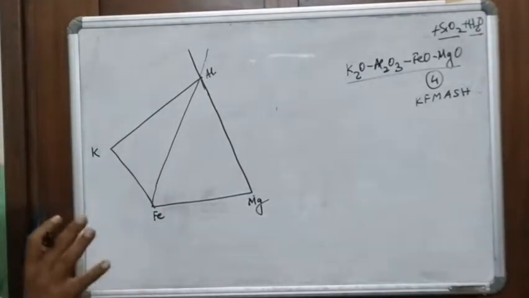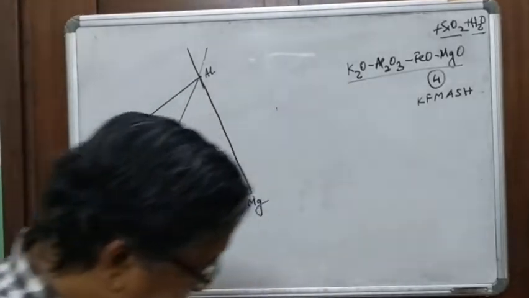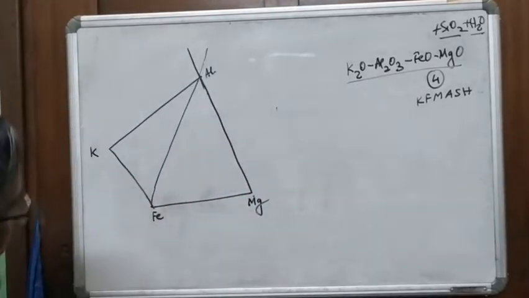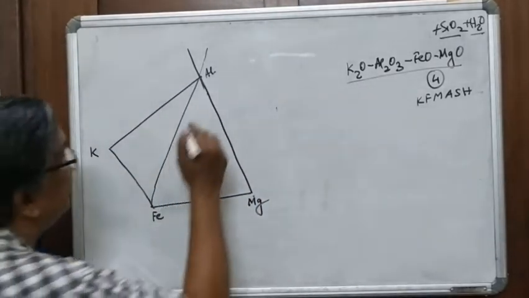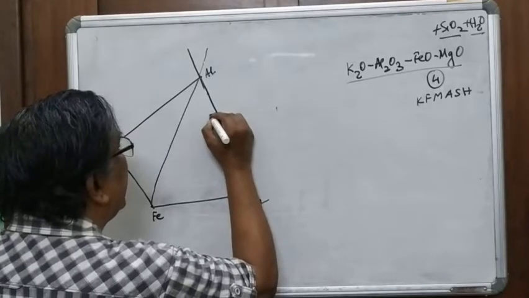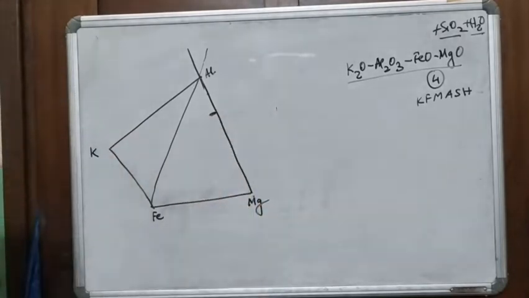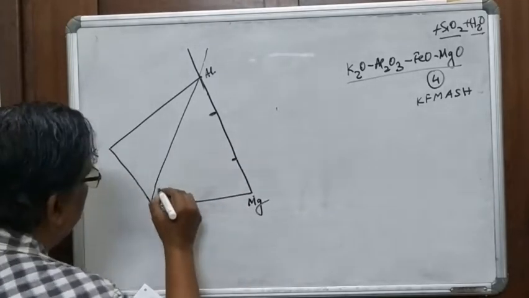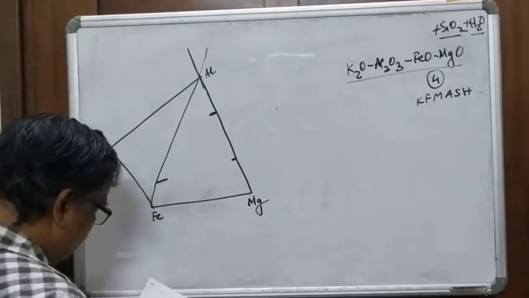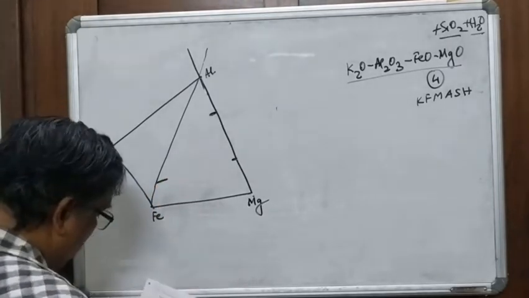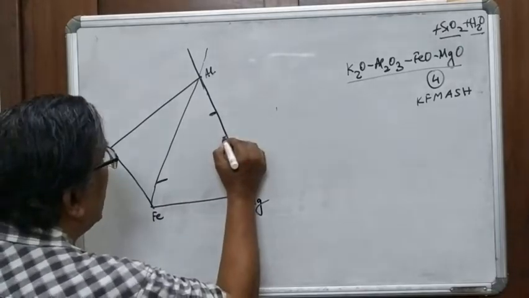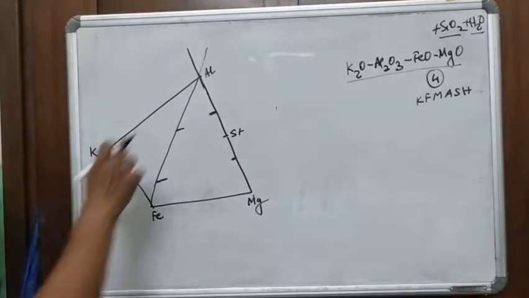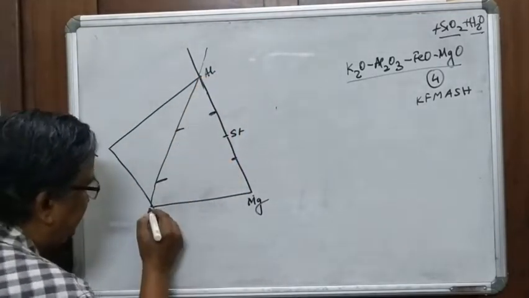We are doing a KFMASH system. The formula for cordierite, I have, you plot it correctly and see. This is chloritoid. This is chlorite. This is garnet. Staurolite, and some other phases. All these phases plot on the AlFeMg plane.